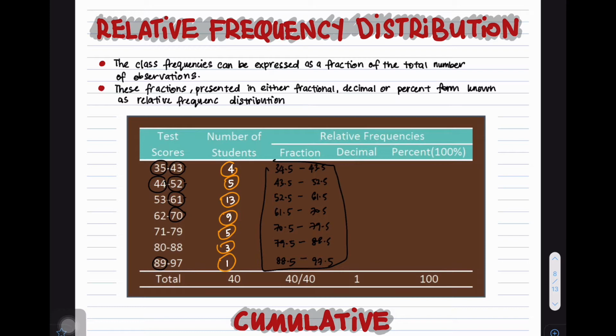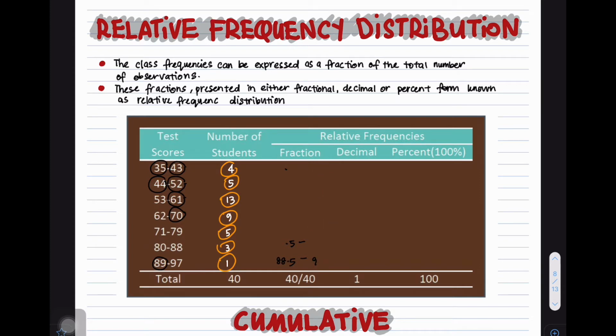Okay, and if you see, the upper boundary for this class is the lower boundary for the next class, and so on and so forth. So this is how we find the class boundary. This one is just an example.